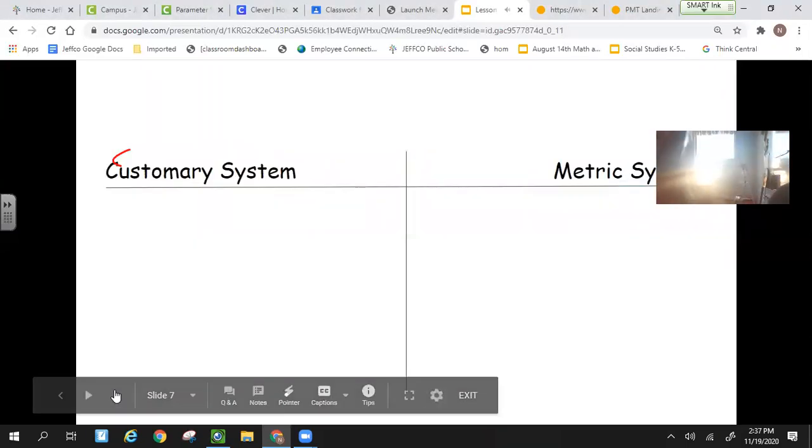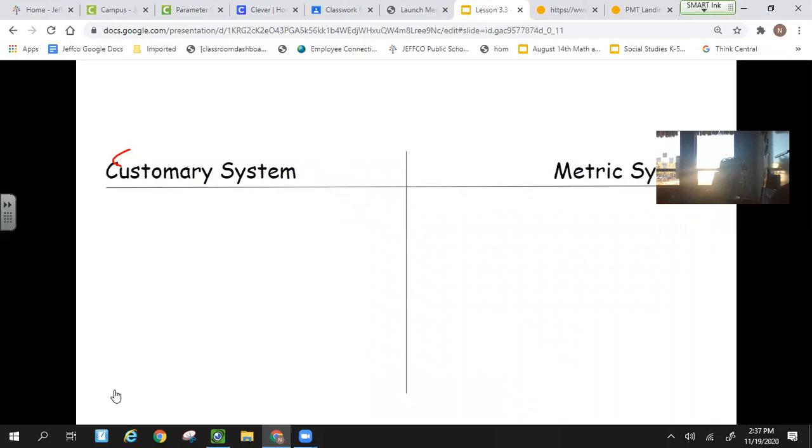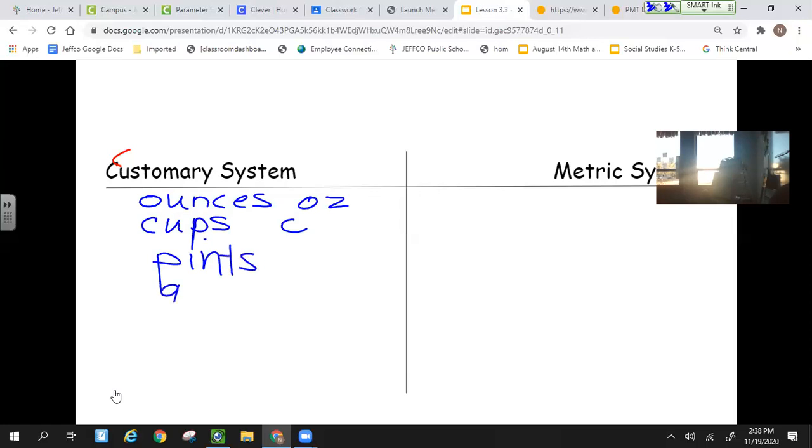So far we have heard about two kinds of systems. The first one from yesterday was the customary system. What was the smallest unit we heard of from yesterday? Do you remember? We didn't hear about cups, but there's one that's a little smaller from yesterday. Ounces, right? O-Z, then cups. What came after cups? Pints was next. I don't use pints very often. Pints, then quarts, half gallon, and then just a gallon, right?